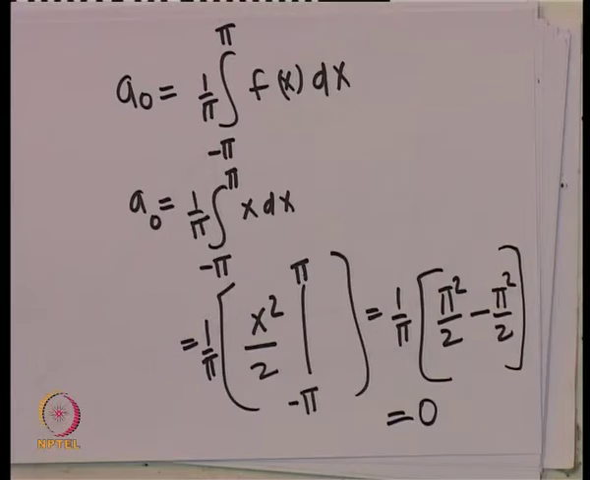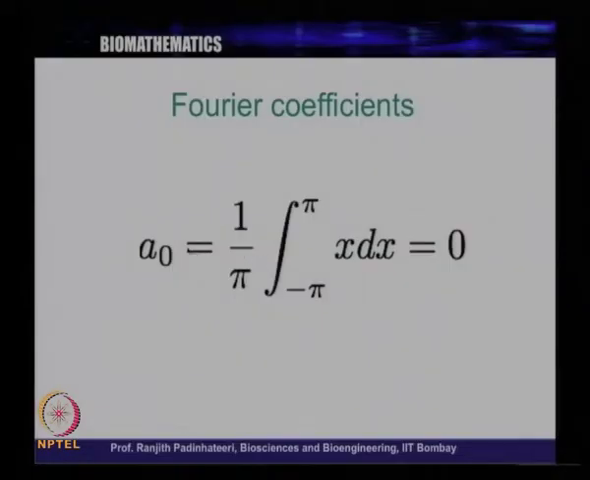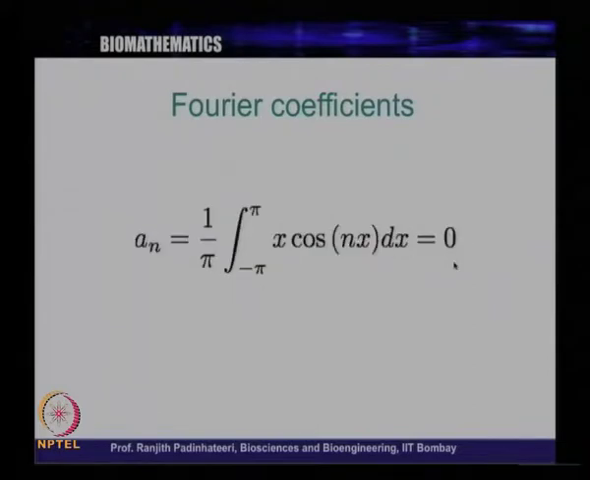So, this is what I have written here. A 0, one of the first Fourier coefficients, is 1 over pi integral minus pi to plus pi x dx, and this turns out to be 0. Now, what is the next one, which is a n? A n is 1 over pi integral minus pi to plus pi x cos n x dx. This also turns out to be 0, but let us see why this is 0.